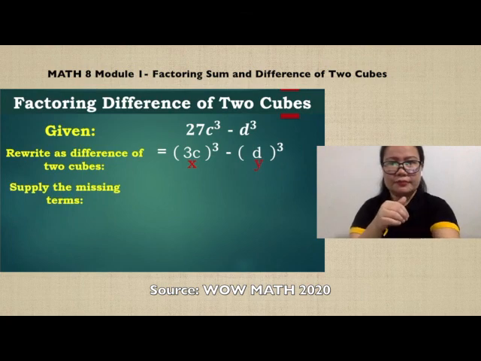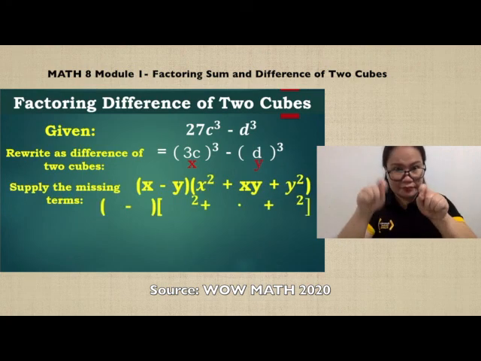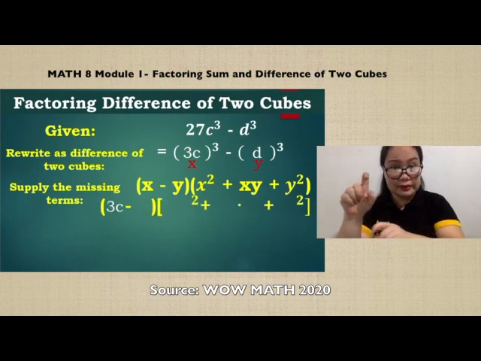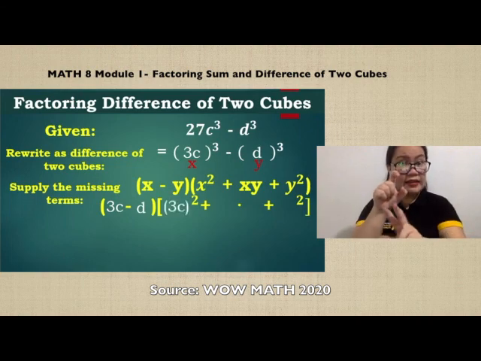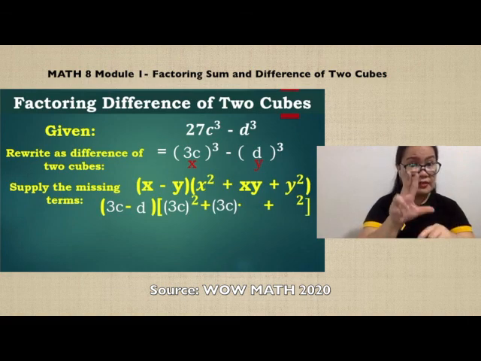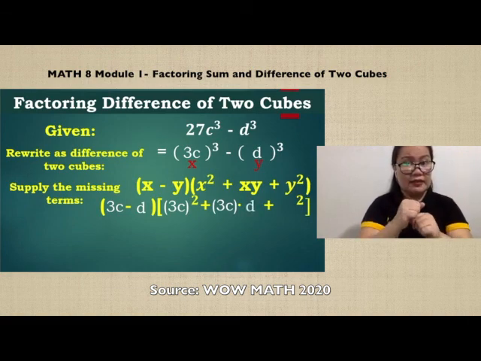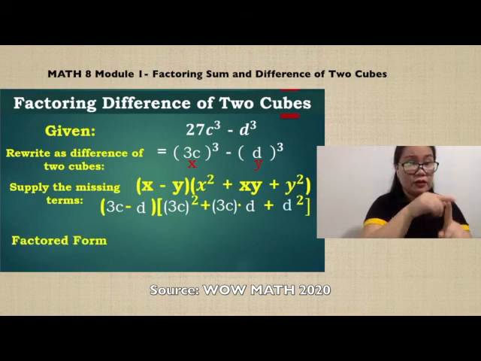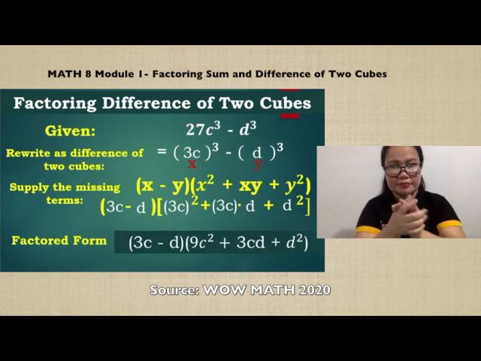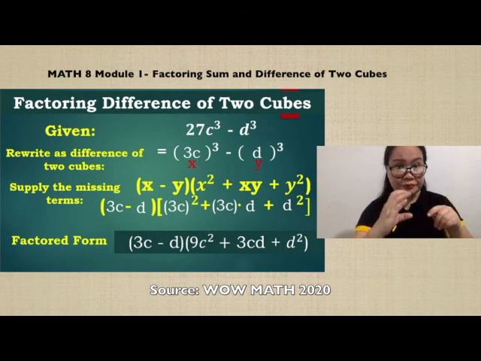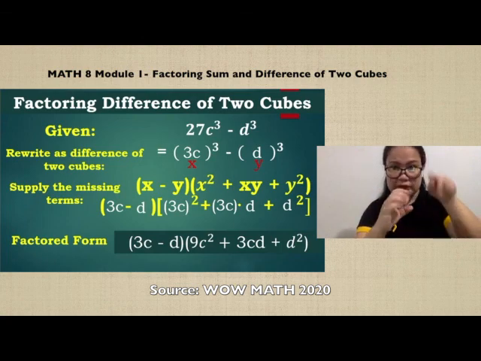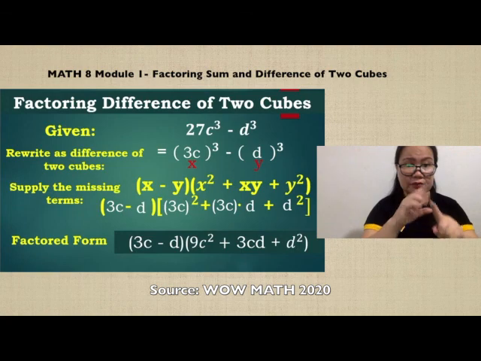So, let us now supply the missing terms using this factored form. Your x is 3c, and your y, or our last term, is d. Again, x squared, so x is 3c. And then x times y, 3c times d. And then y is d. So, let us simplify. We now have 3c minus d times 3c squared, so 3 squared is equal to 9, because 3 times 3, and then c squared, plus 3c times d, that will become 3cd, plus d squared.